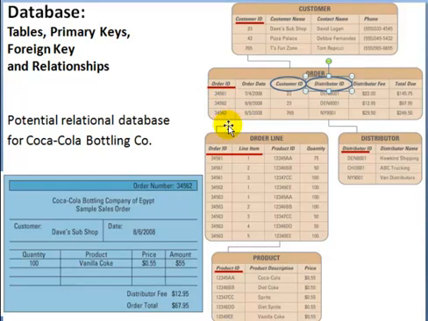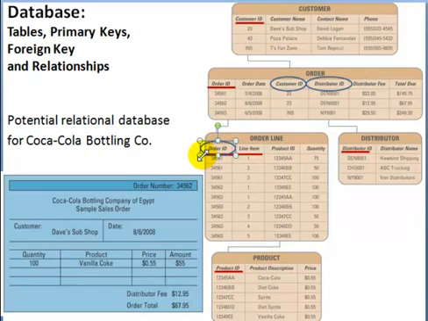How about this relationship, the two order ID? In this case, which one is the foreign key? Is it the order ID here or order ID here? By the way, the order ID here is a primary key for the order table. The order ID here is part of the primary key for the order line table.